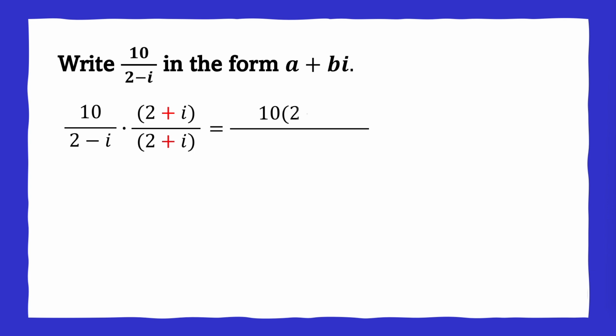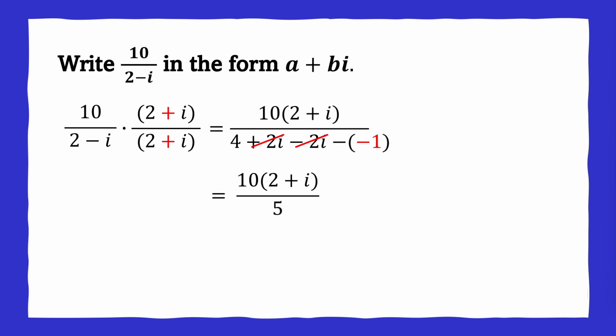Multiplying the numerator, we get 10 times the expression 2 plus i. For the denominator, we apply the distributive property, or FOIL, which gives us 4 plus 2i minus 2i minus i squared. i squared equals negative 1, and the two imaginary parts cancel each other out, leaving us with 4 minus negative 1, which equals 5. 10 over 5 can be reduced to 2 in the numerator. Distributing 2, we get 4 plus 2i.